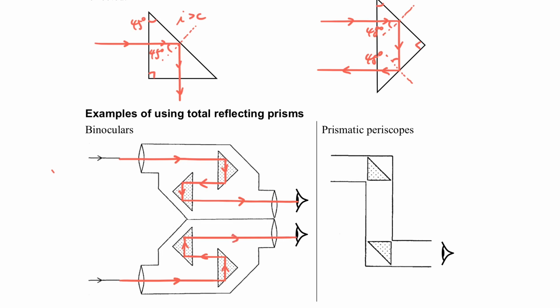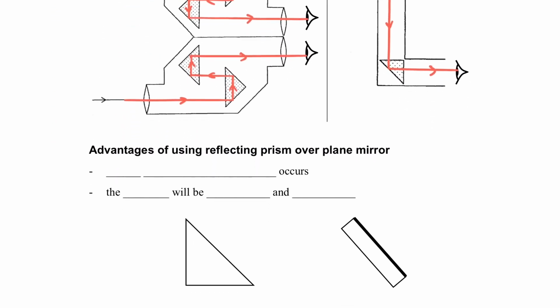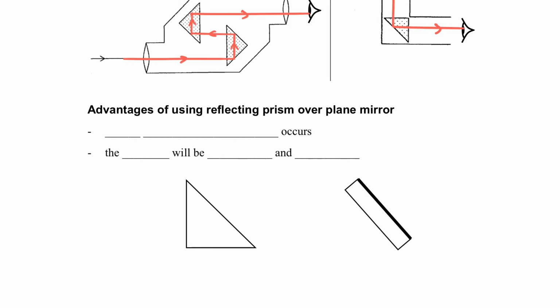It can also be used in the periscope. When the light goes to it, it will reflect and then reflect again and go to the eye. Then, why bother using a prism? We can have a mirror to do the reflection. What is the advantage of the prism over the mirror?